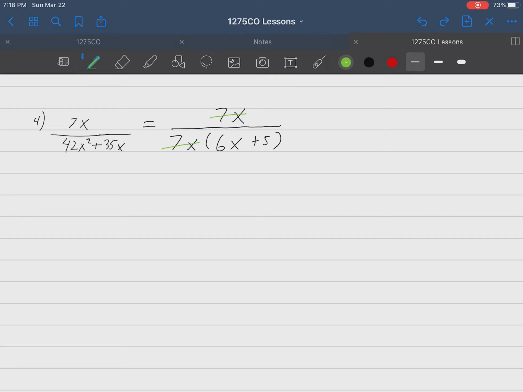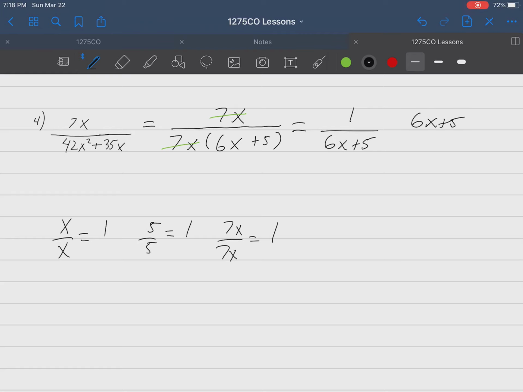Now, when you cross out, you are doing division. x divided by x is equal to 1. 5 divided by 5 is equal to 1. 7x divided by 7x is equal to 1. That means our answer is not just 6x plus 5. Our answer is 1 over 6x plus 5. This is also a very common mistake. The common mistake is writing 6x plus 5 as your answer, right? This is wrong. Your answer is 1 over 6x plus 5.